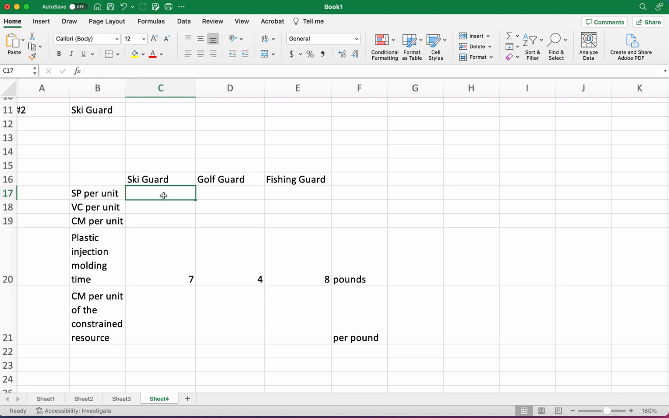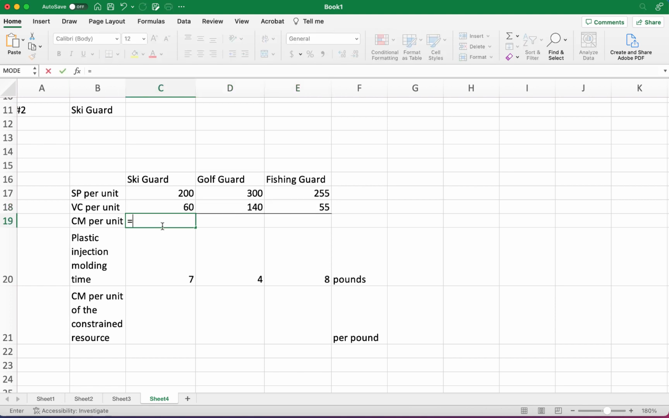So again, ski guard, the selling price, it's still $200, nothing changed. Golf guard, selling price, $300, nothing changed. Fishing guard, selling price, $255. Again, nothing has changed, right? Variable cost per unit for a ski guard is $60. The variable cost per unit for a golf guard is $140. The fishing guard, the variable cost per unit is $55. Okay? We can now go ahead and calculate the contribution margin per unit for each product. Okay? Again, nothing new here.